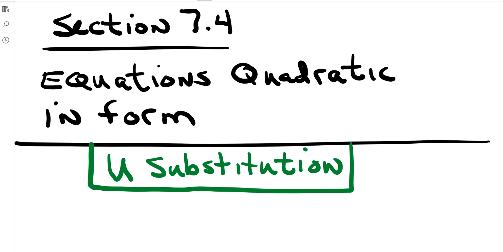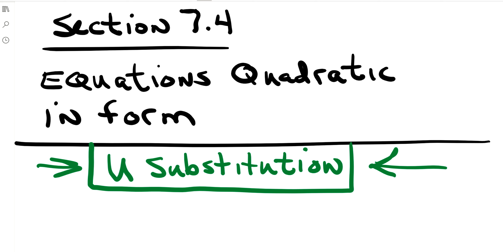Here we are. We're skipping 7.3 today, and we're going on to section 7.4. Two more sections to go for the semester. That's pretty good news. In section 7.4, we're going to be talking about equations that are quadratic in form. I'm going to introduce you to something called u-substitution. That is kind of a preview for your higher level math courses. It's good to understand substitution.